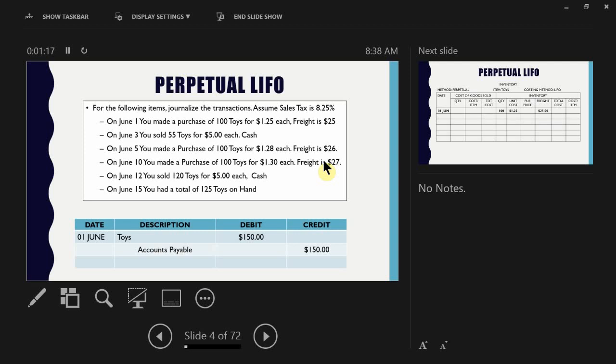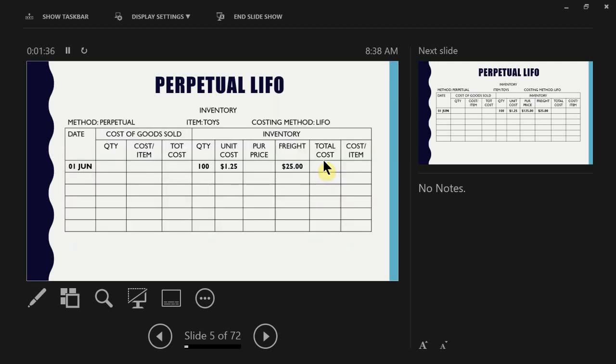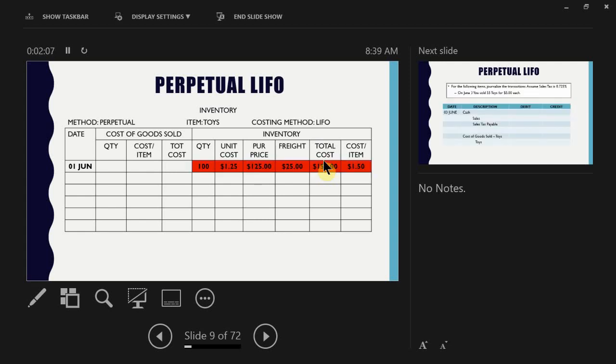So again, our inventory is going to be Perpetual, and we're learning LIFO. On June 1st, you made a purchase of 100 toys for $1.25, and the freight cost you $25. So journal it just like that, and plug it right into our inventory worksheet. Here we have our quantity, our unit cost of $1.25, plus the freight. You solve for the purchase price just like we've been doing: 125 plus 25 gives you 150, breaking down our cost per item to $1.50. And if it helps you, use colors. Now I know that the red batch came first.